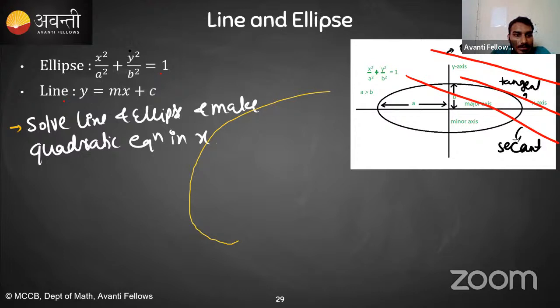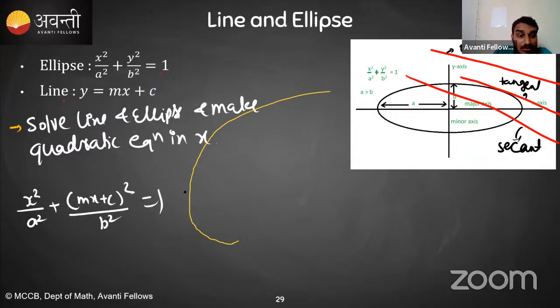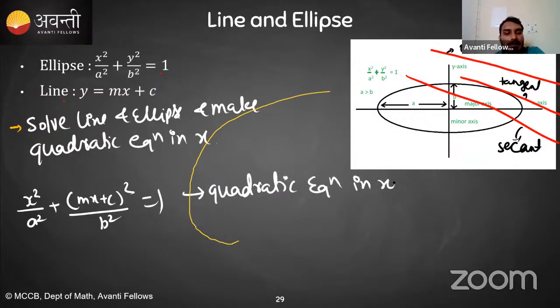Put the y inside here. y is equal to mx plus c को substitute कर दो. What you will get? x square upon a square plus (mx plus c) whole square upon b square is equal to 1. So now this is quadratic in x. Yes or no? Quadratic equation in x. Clear? If it is clear, then there are three possibilities. Yes or no? There are three possibilities. Let me write this down again.